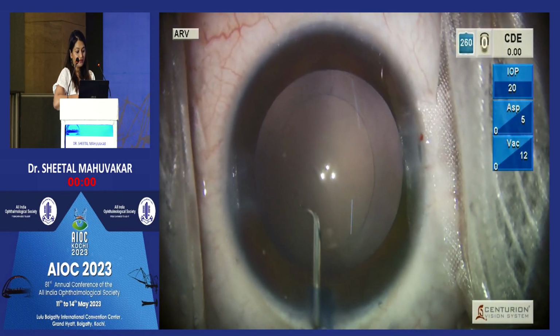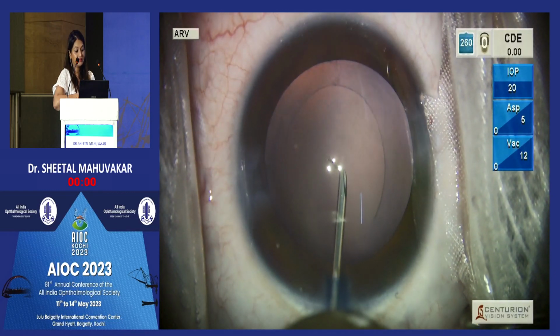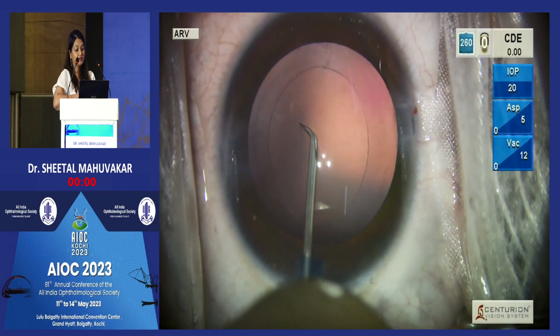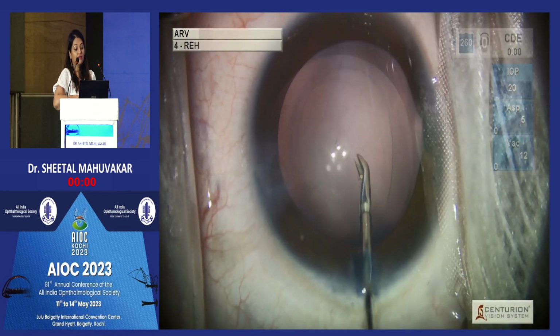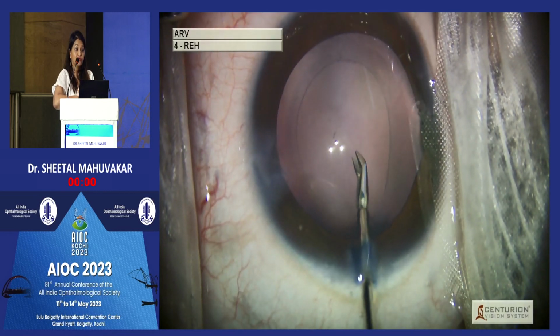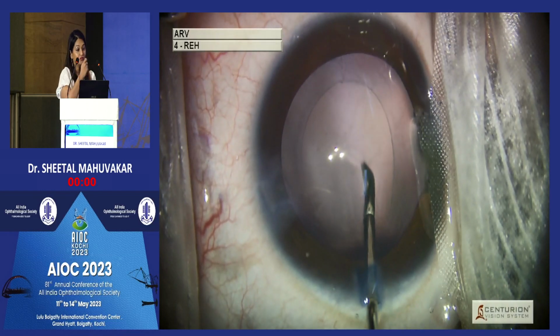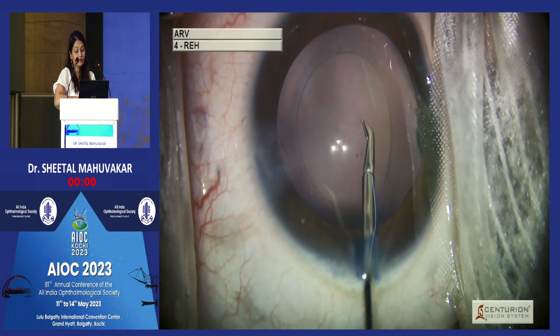So this is how one can do the posterior capsulotomy with the needle. Give a nick with the needle and then use your forceps. Or one can do it with the vitrectomy cutter from the anterior approach, or you can put the IOL and then go through the pars plana and do the posterior capsulotomy and anterior vitrectomy.